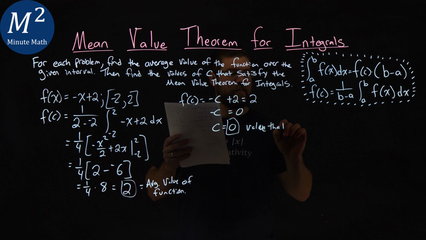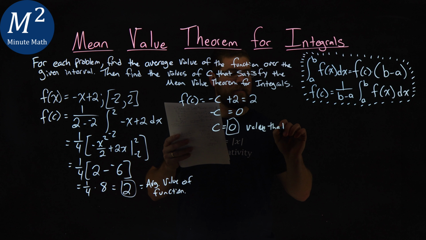But now we want to find the value of c that satisfies this. So f of c, plug c into our function here, is negative c plus 2. And we found that that was equal to 2. Not too hard to solve here. Negative c equals, subtract 2 from both sides, 0. Divide both sides by negative 1, and c equals 0.